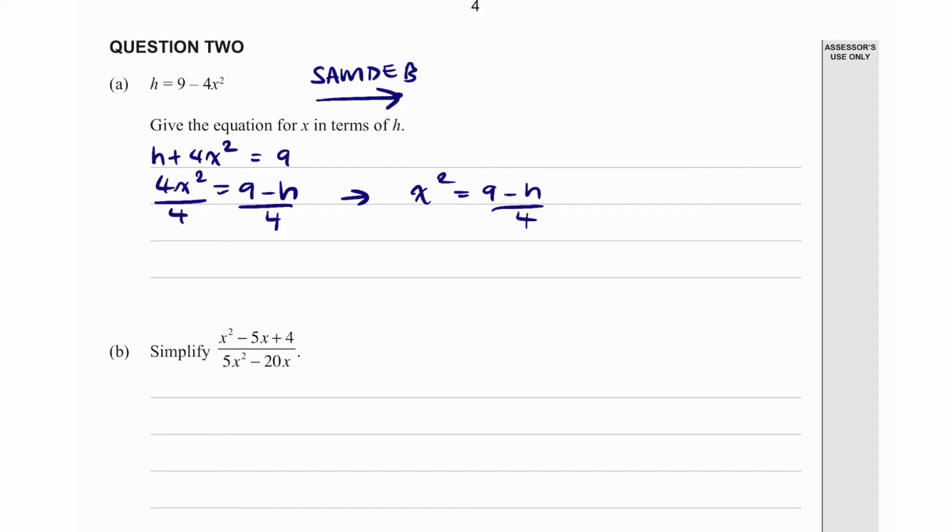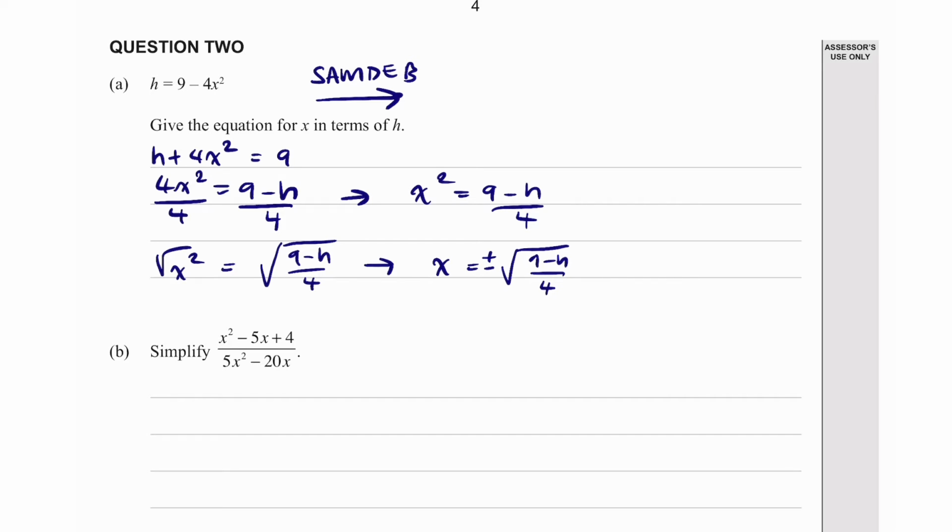Now, we still need to get our x, right, and we're squaring it. So in order to get rid of that squared term, we need to do the opposite, which is taking the square root. So we take the square root of both sides. The root of x squared is equal to the root of 9 minus h over 4. The root of x squared is equal to x, and x is therefore equal to the root of 9 minus h over 4.